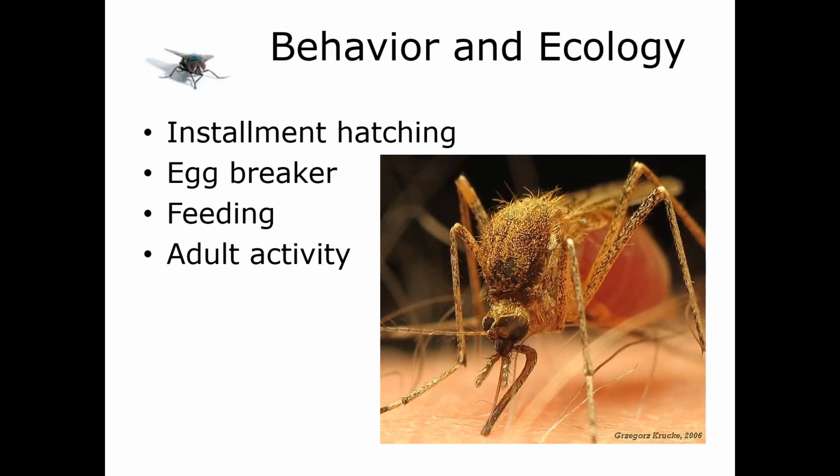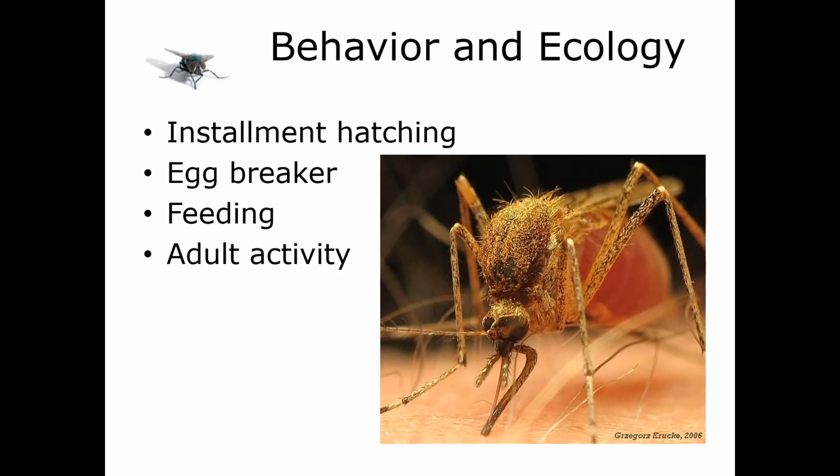She is laying all of her eggs in one place, but maybe that first flooding event only causes a few of them to hatch. It takes a couple more flooding events for the rest of the clutch to hatch. So you're not going to see them all hatching all at once. You're going to have this installment hatching.